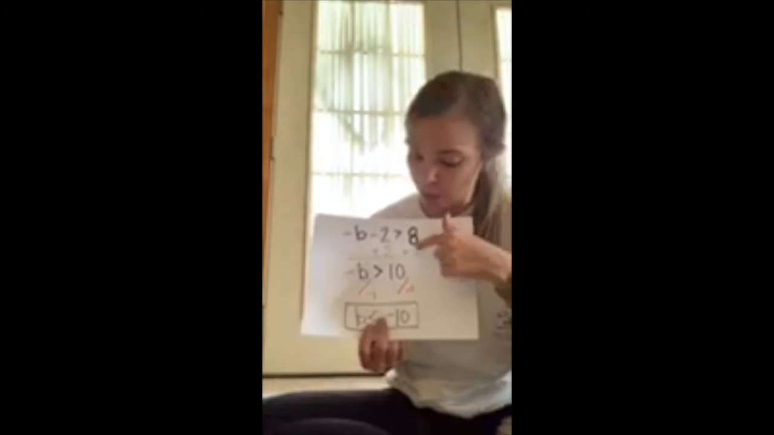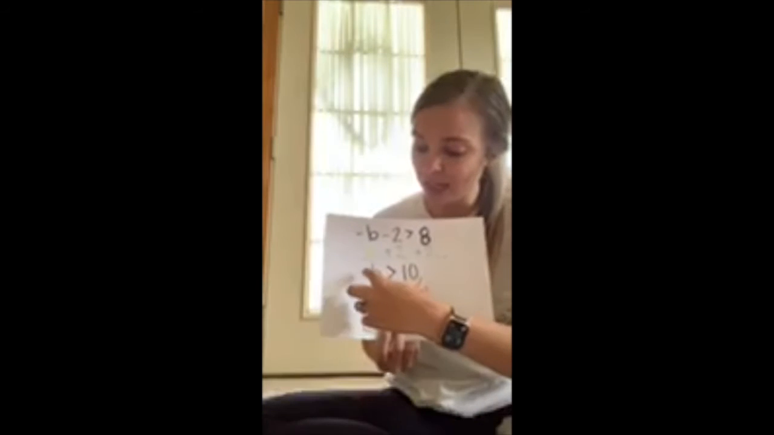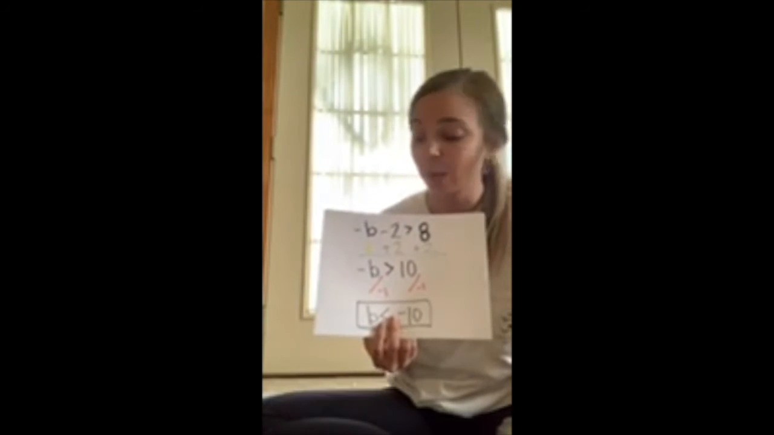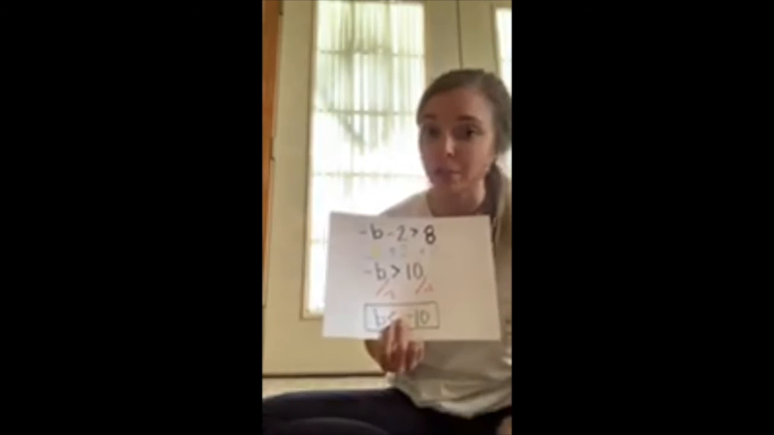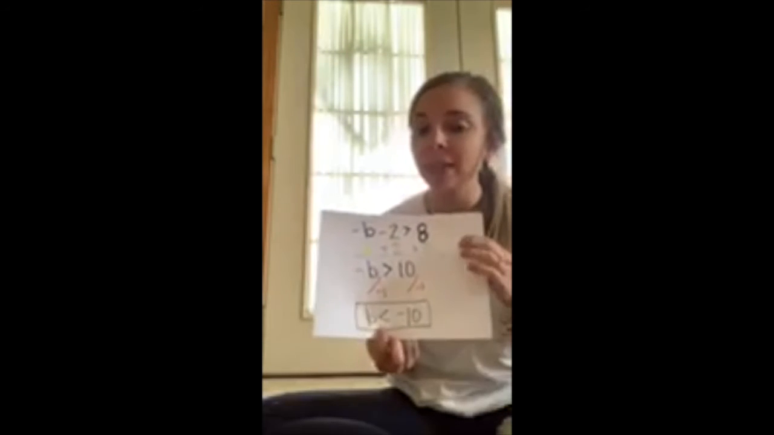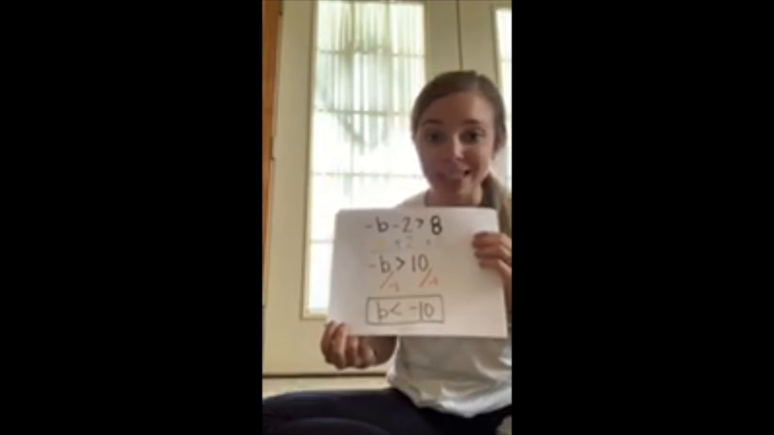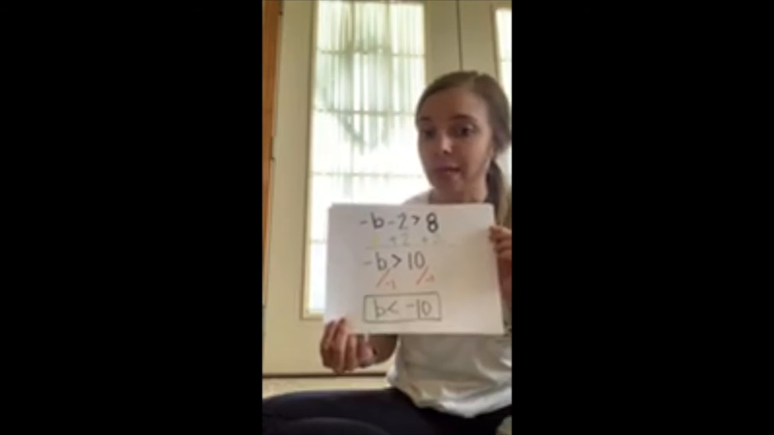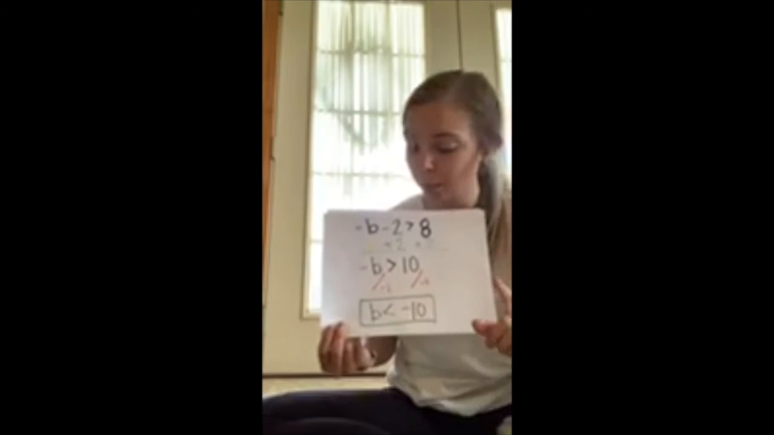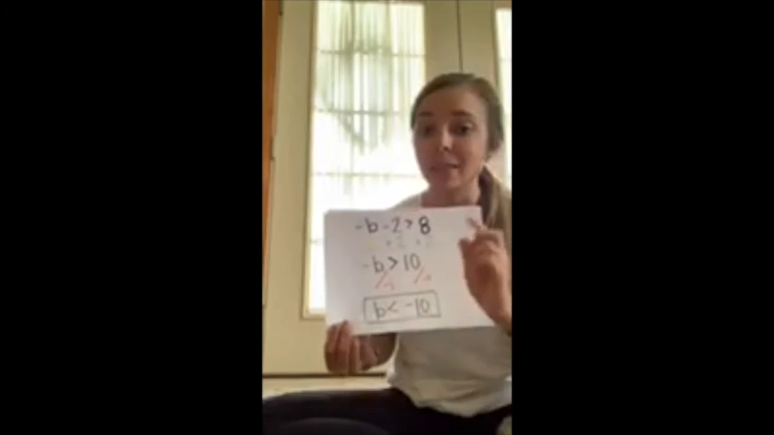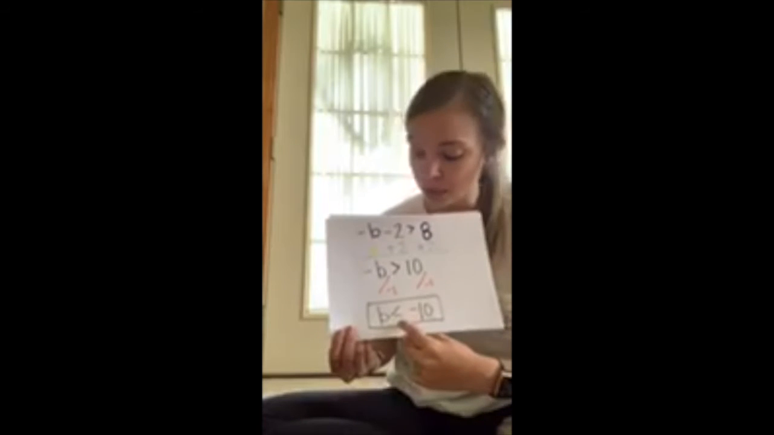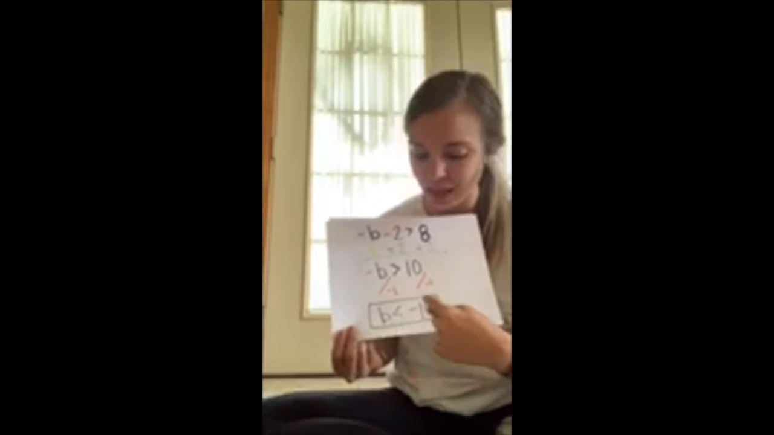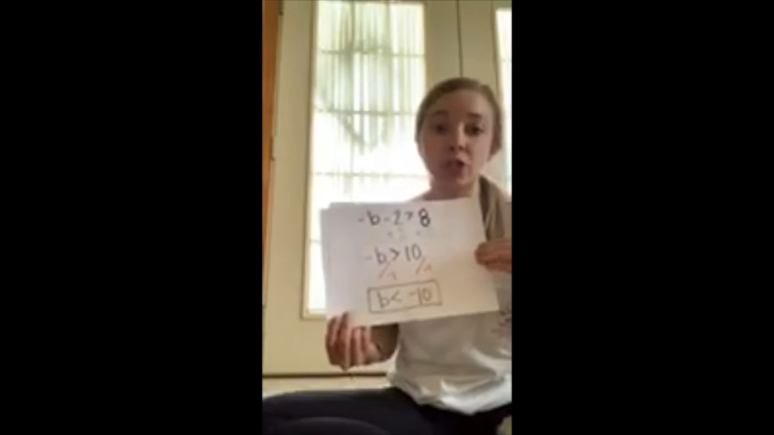But once we get 10 over here, we have negative b is greater than 10. So we know from that we have to get rid of the negative in front of the b because we're just solving for b. And the only way we can do that is by dividing by a negative 1. So if I divide both sides by a negative 1, I have to remember to bring down my b, and then the main thing to remember, flip your symbol. So it went from greater than to less than. So b is less than negative 10.